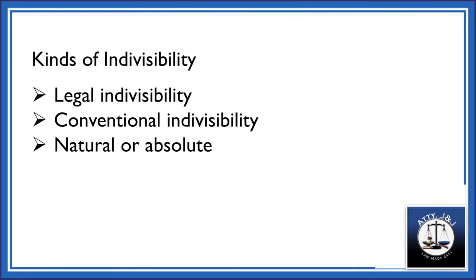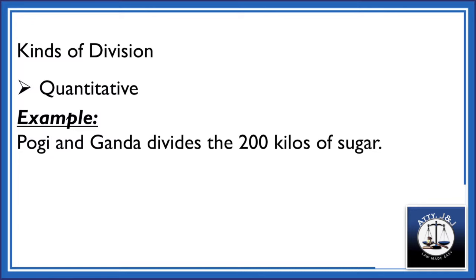Okay? Now, how about kinds of division? Meron din naman, okay? First, yung quantitative. Dito, pag sinabi mong quantitative, from the word itself, quantity. So, meaning, nakadepende siya sa quantity. Example, Pogi and Ganda divide the 200 kilos of sugar. So, magiging tag 100 kilos of sugar sila. So, paano yung hatian? By quantity.